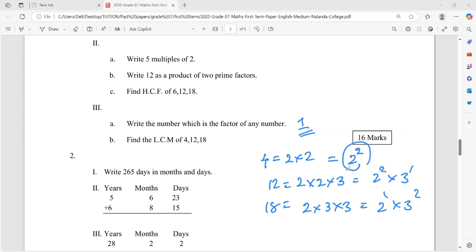This is the highest power of 2, and this is the highest power of 3, and there are no other factors. So the least common multiple is equal to 2 to the power 2 into 3 to the power 2. 2 to the power 2 is 4, 3 to the power 2 is 9, which gives 36. Okay.